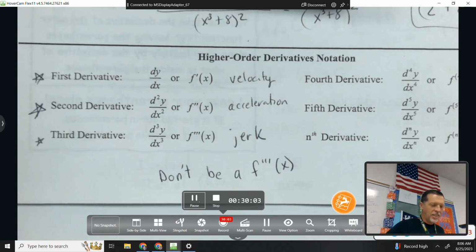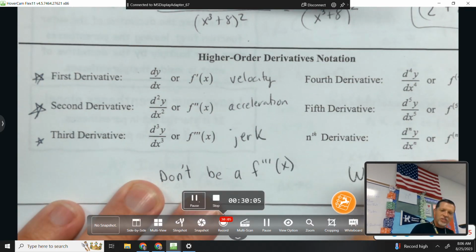All right, today's assignment is worksheet number 5. Product rule, quotient rule.